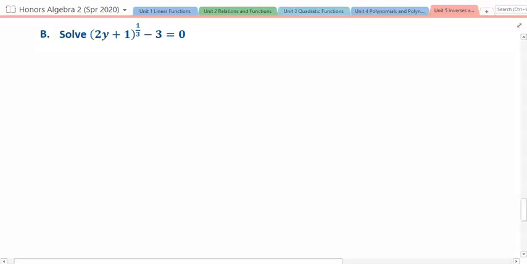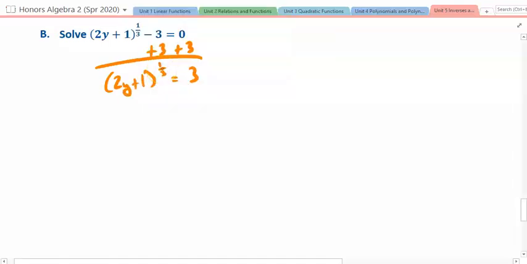All right, I hope you tried it out, and so let's look at this problem. First step is that we're going to add that 3 to both sides and get 2y plus 1 to the 1/3 power is equal to 3. Now, are these problems always equal to 0? No. These two just happen to be.